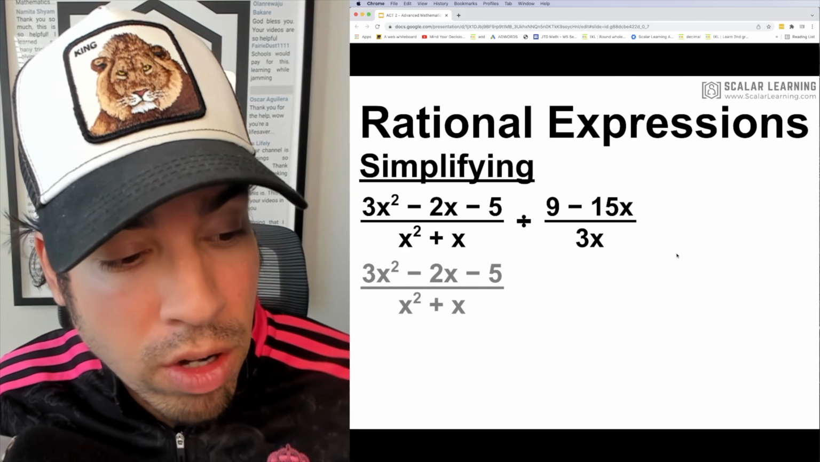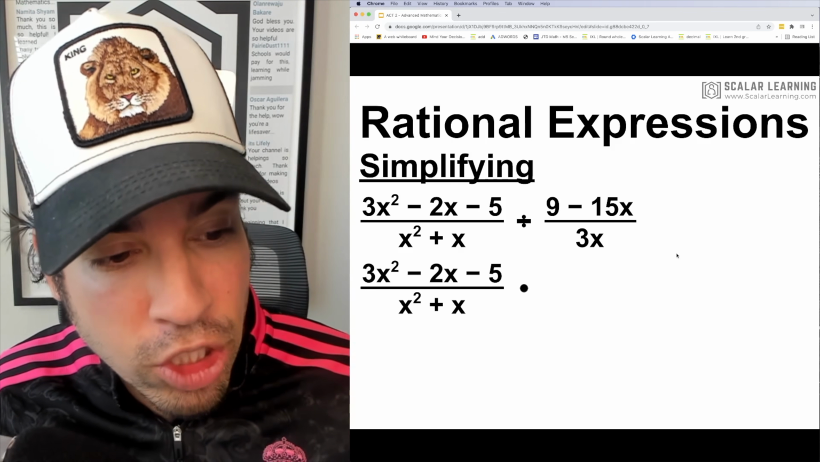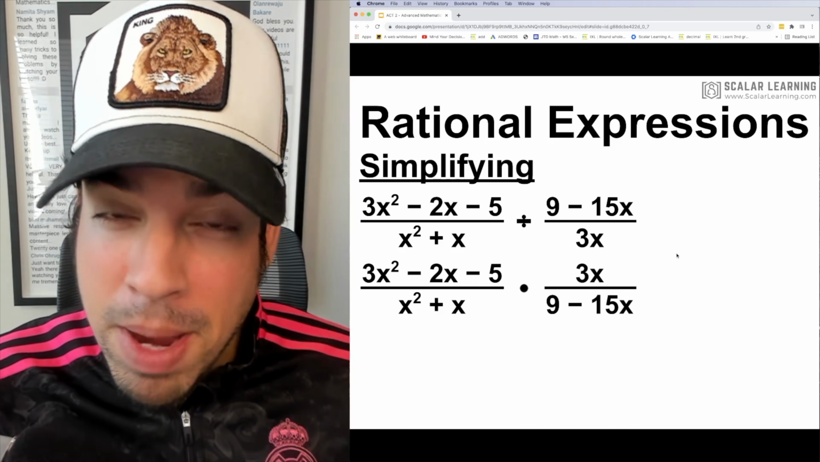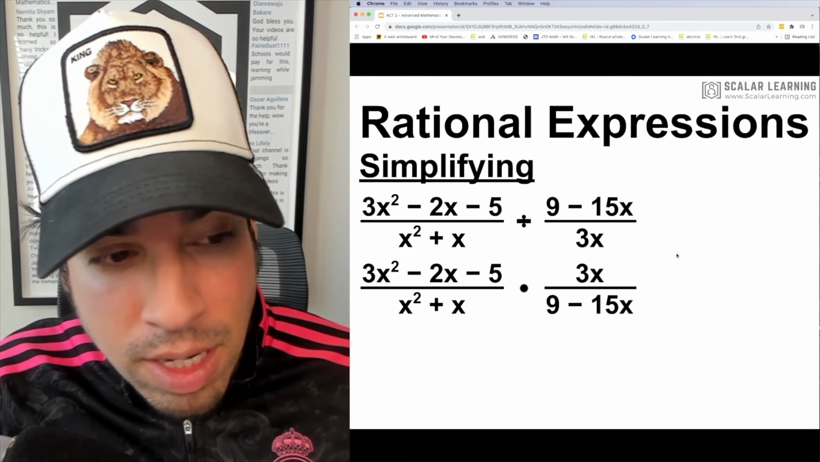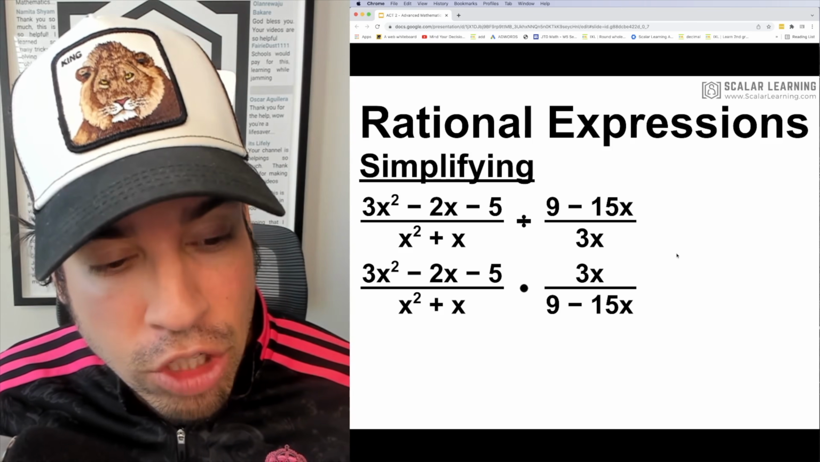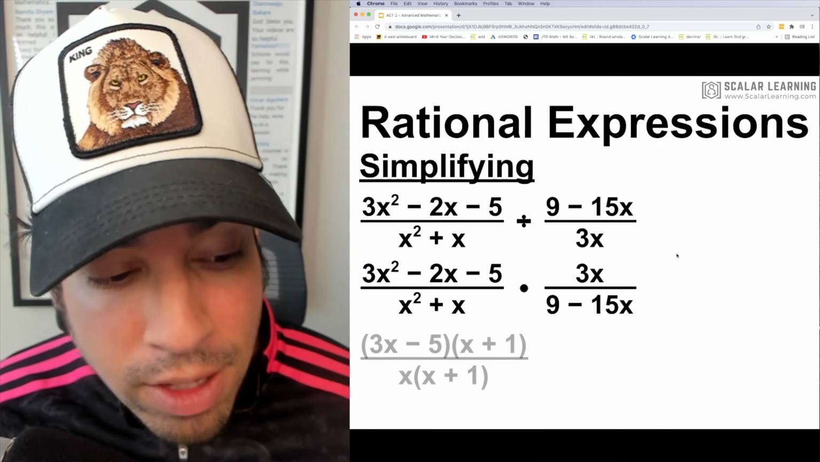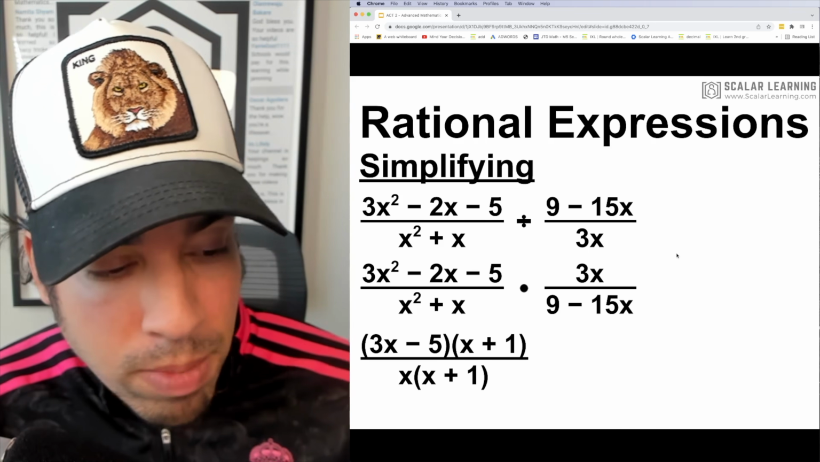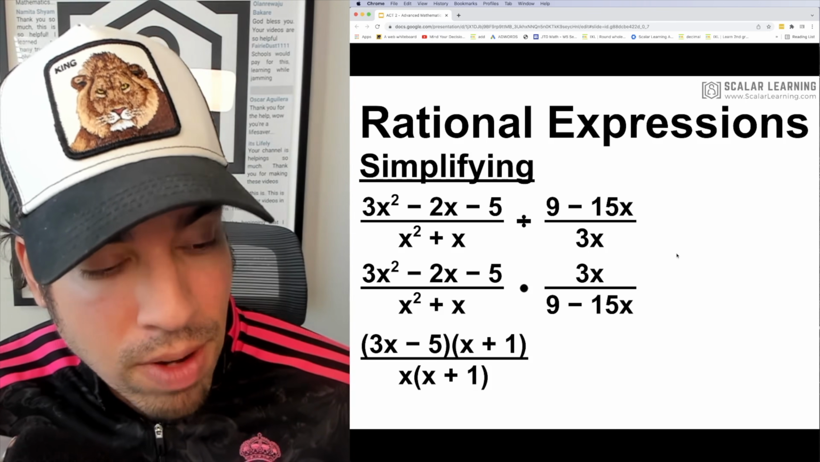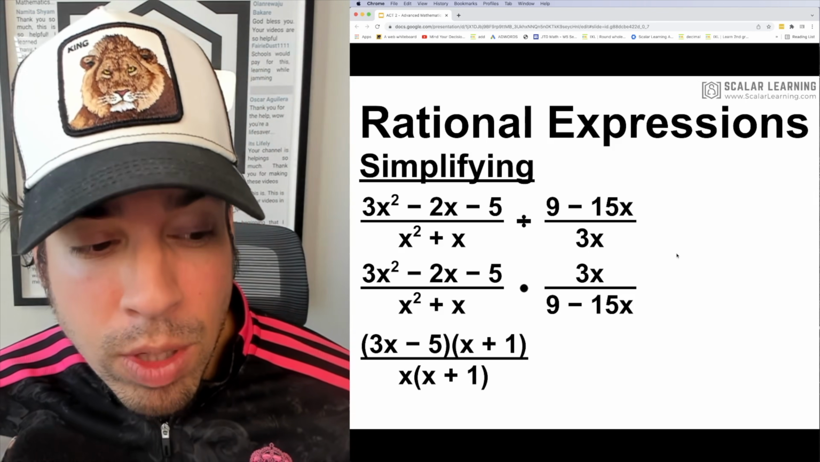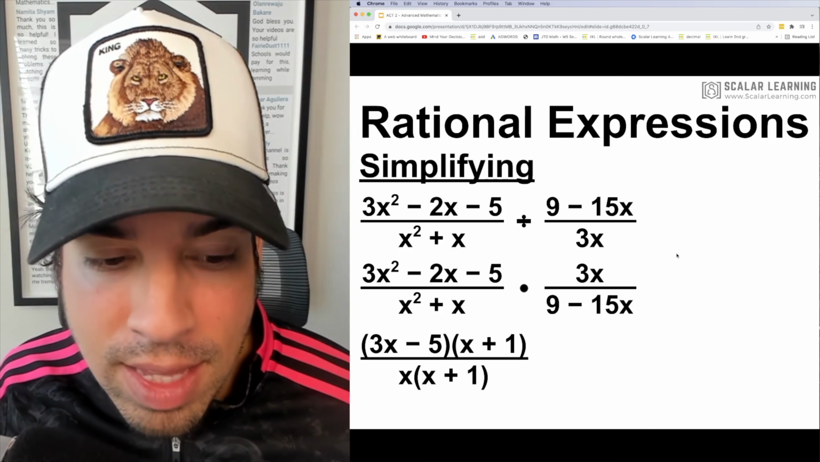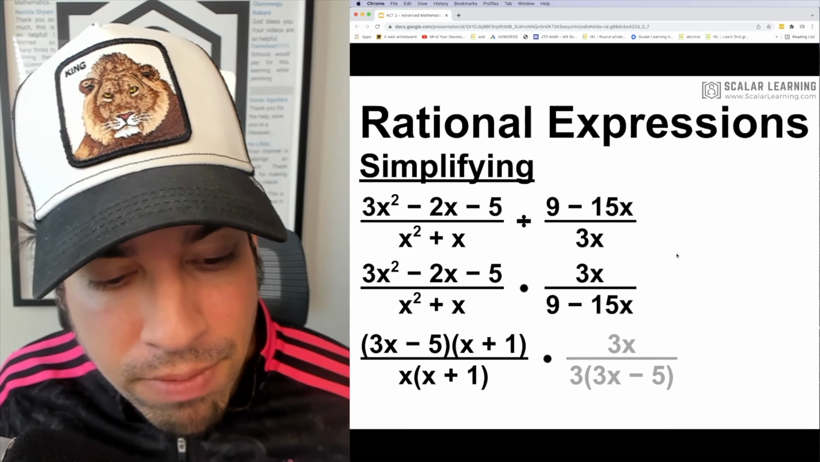So we remember our keep, change, flip, meaning we change the division to a multiply, and then flip. It's the same thing that we learned back in the day when dividing fractions. Here, it's the same thing with these rational expressions. So keep, change, flip. Next, we want to factor, factor, factor. So you notice up top, we were able to factor 3x squared minus 2x minus 5 into 3x minus 5 and x plus 1. On the bottom, we were able to factor out a GCF of x. And now on the right side, in that 9 minus 15x, we can factor out a 3.